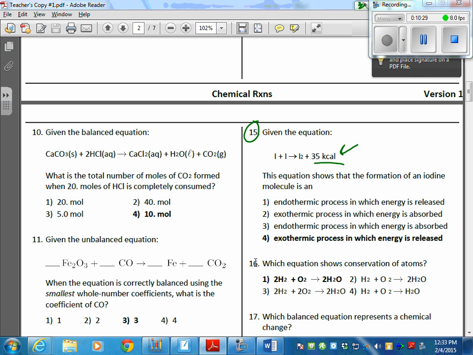kcal is heat. The only other thing you'll see in a chemical reaction generally is heat. So these are your reactants. These are your products.